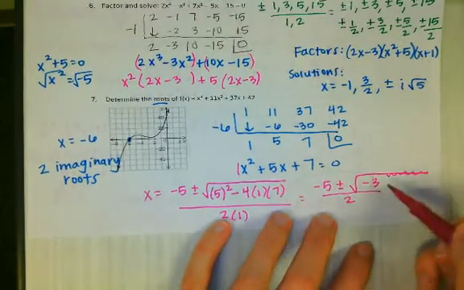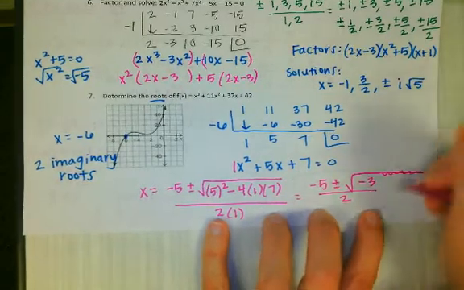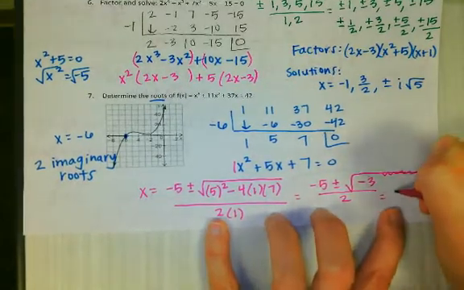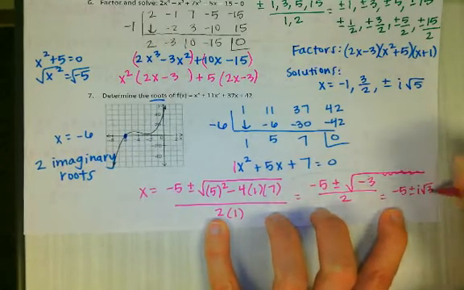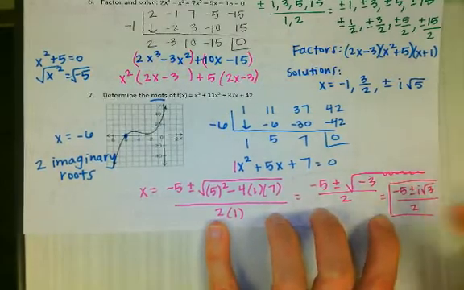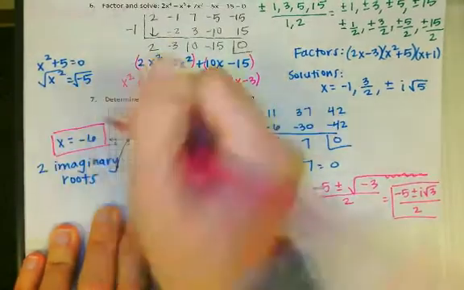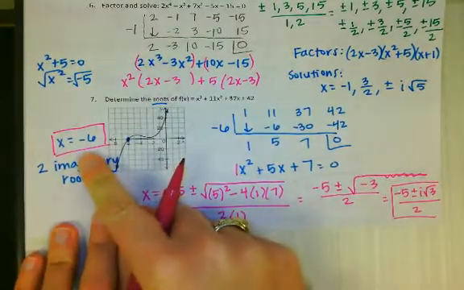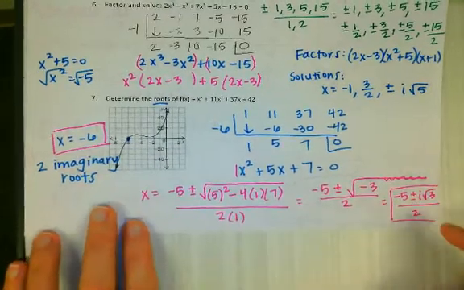And thankfully, at least I didn't make it one where you have to do a lot of simplifying of your square root. Our final solution would be negative 5 plus or minus i square roots of 3 over 2. Okay, those are our two imaginary roots. The other one is this negative 6 here. So one real, two imaginary.